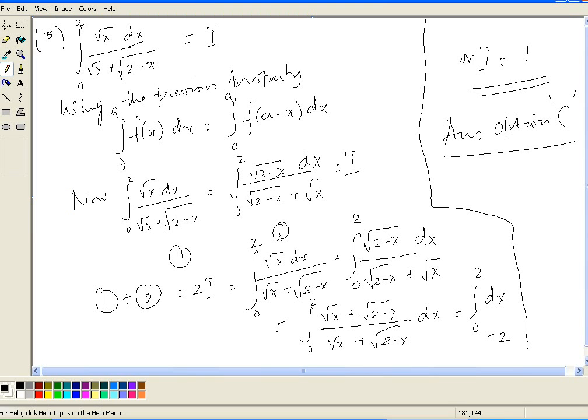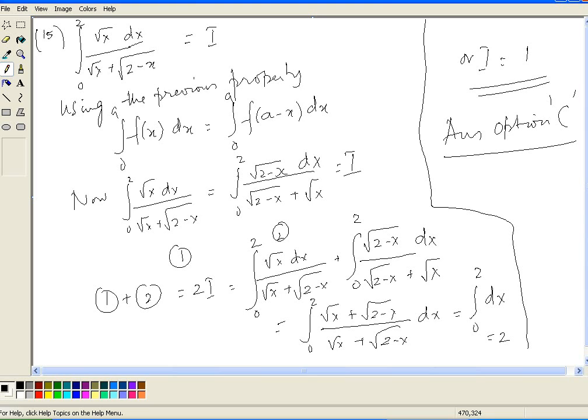Going to our worksheet, now the integral from 0 to 2 of root x by (root x plus root of 2 minus x) dx is equal to I. Now using the previous property, which was told as integral 0 to a f of x dx is equal to integral 0 to a f of a minus x dx, we have integral 0 to 2 root x by (root x plus root of 2 minus x) dx equal to integral 0 to 2 root of 2 minus x by (root of 2 minus x plus root x) dx.